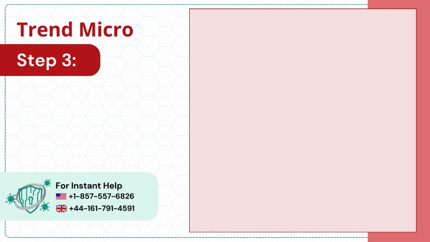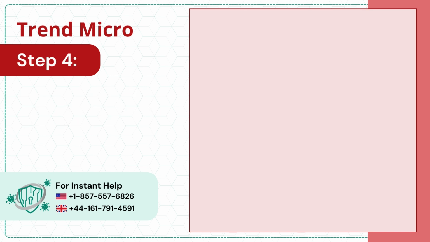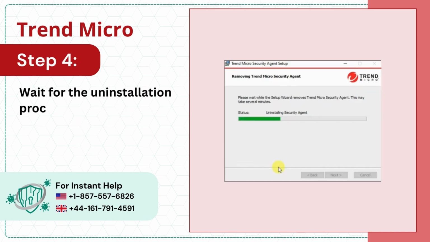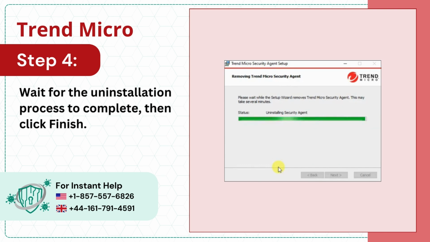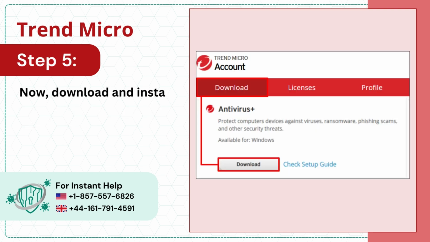Step 3. Locate and select the Trend Micro application, then click Uninstall. Step 4. Wait for the uninstallation process to complete, then click Finish. Step 5. Now download and install Trend Micro Antivirus.